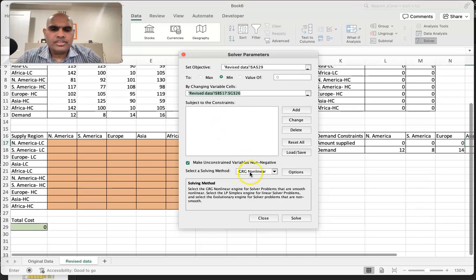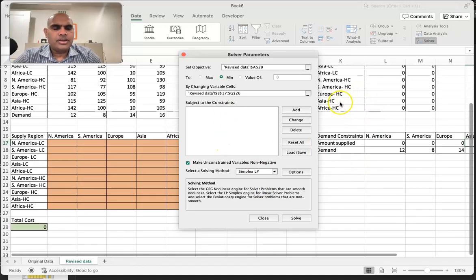Now before you do that, you see that when we did the gravity location model, we left this as nonlinear because they had square roots and squares and all of that. But this is all linear. So I'm just going to change this to Simplex LP. LP stands for linear program, right? Change that to Simplex LP. And now we'll add the constraints.